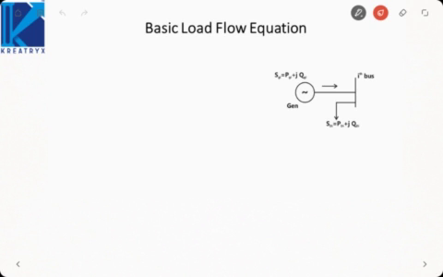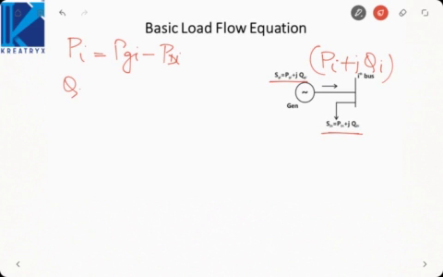So in this figure, we have shown one of the buses of the power system, which is bus I. Here we have a generator connected to bus I, which is supplying a power of PGI plus jQGI. We also have a load SDI, which is PDI plus jQDI. So the net power at the bus is PI plus jQI. That is the complex power injection at bus I. So what will be PI? PGI minus PDI. What is QI? QGI minus QDI.